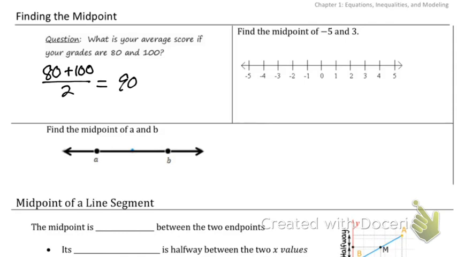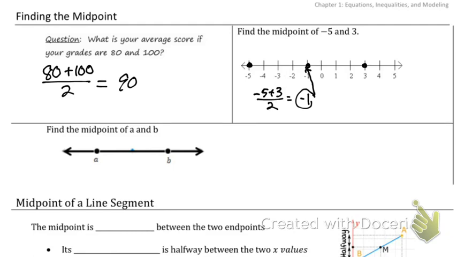Same thing is going to happen on a number line. If I needed to find the midpoint of negative 5 and 3, so negative 5 is here, positive 3 is here, you're just going to add them and divide by 2. So we have negative 5 plus 3 divided by 2. Well, negative 5 plus 3 is negative 2, divided by 2 is negative 1. So your midpoint is right there. And it looks like it's right smack dab in the middle.